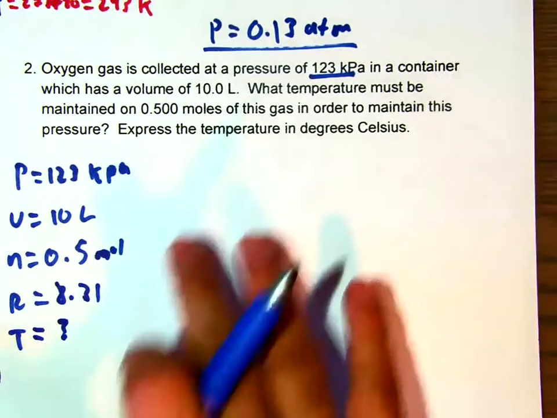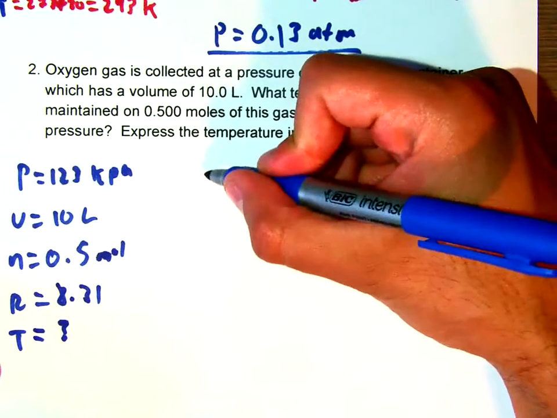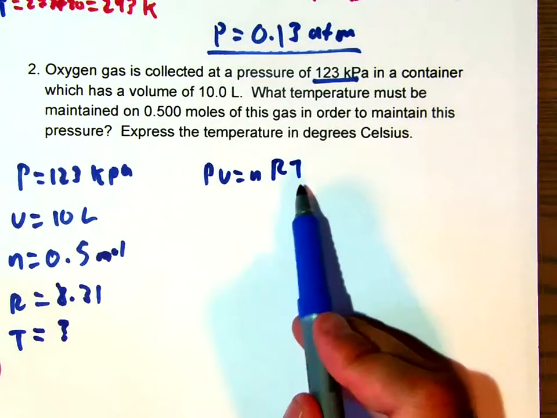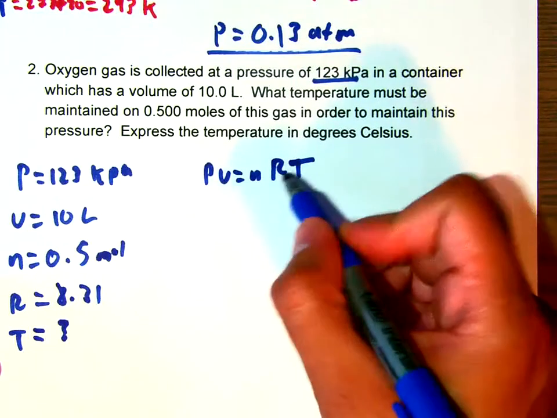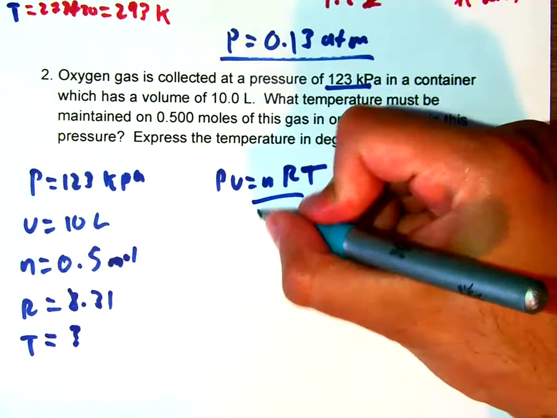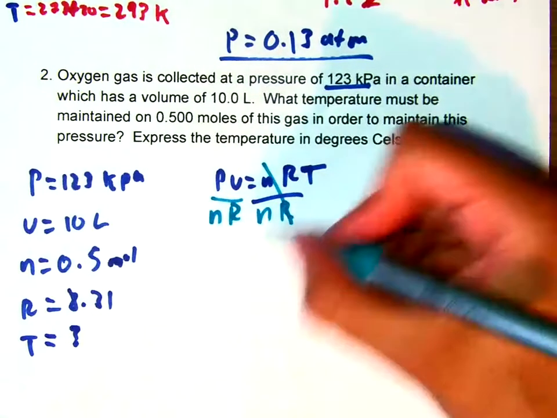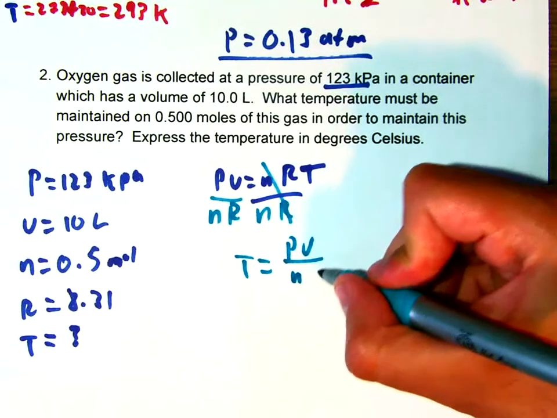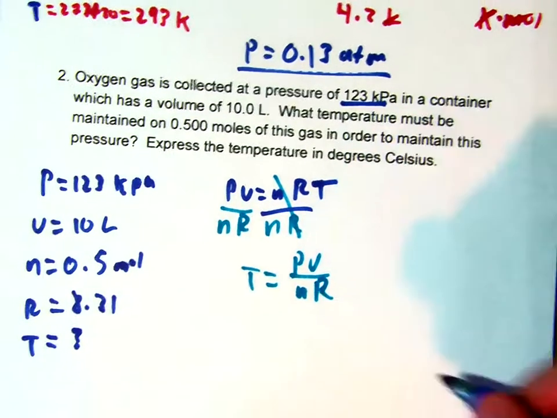All right, so now we go ahead and we do everything, right? So we know it's PV equals nRT. Well, I want to get temperature by itself, so I need to move this to the other side. Right now I'm multiplying, so I'm going to divide to get that to the other side. So I'm going to divide by nR. This cancels out. Temperature equals PV divided by nR. Then we just plug everything in. I'm just going to plug in the numbers.